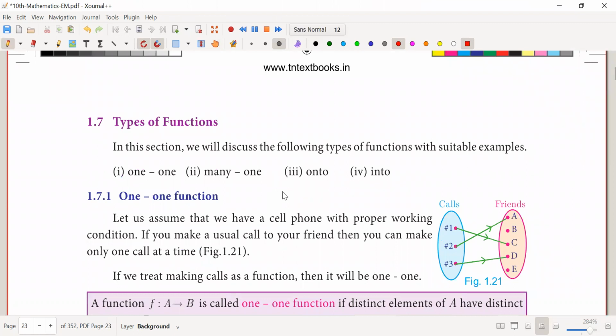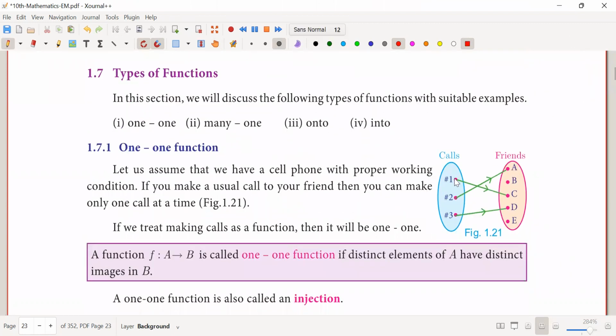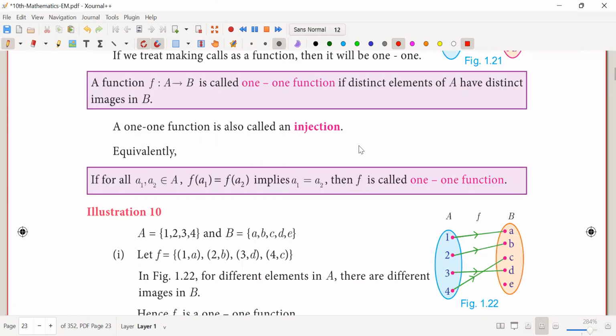This is the last one. Types of function. One to one: if every element of the domain has a unique image, then it is one to one. It's not like 2 also going to C. That is a one to one function. Many to one: if two elements of the domain have the same image, then it is a many to one function.